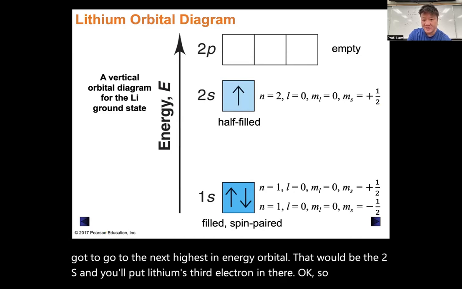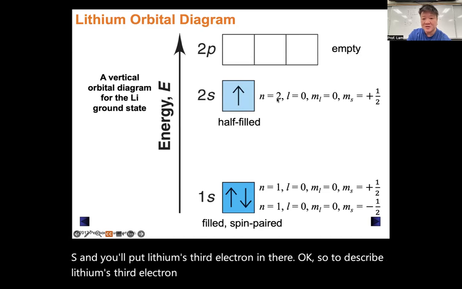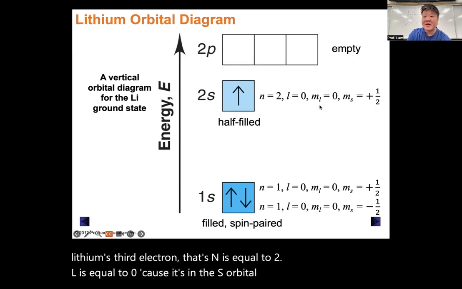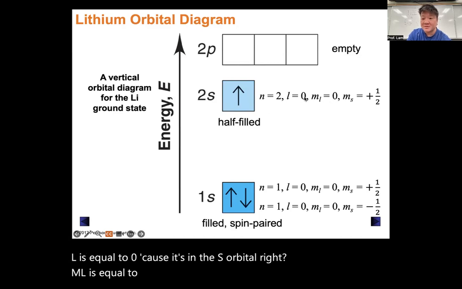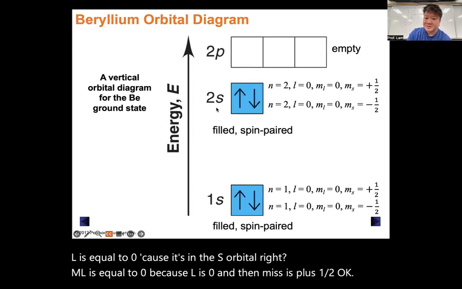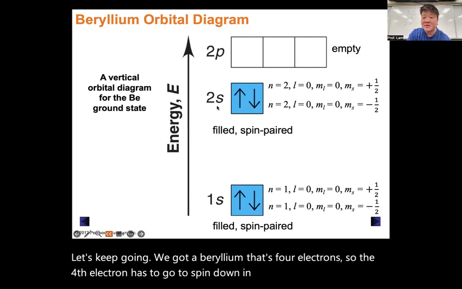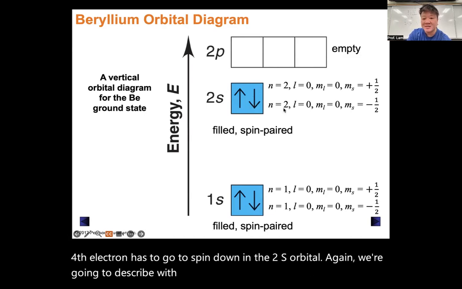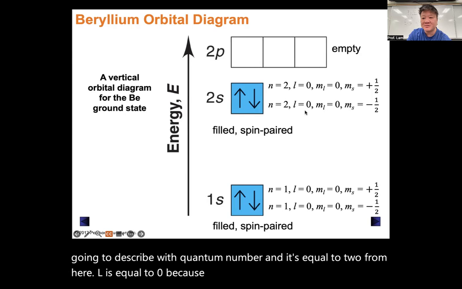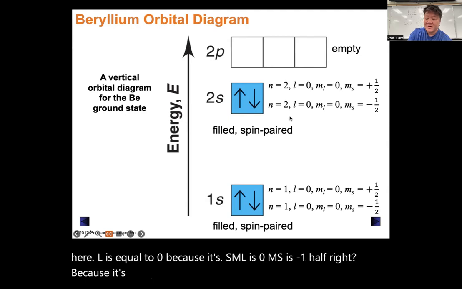So to describe lithium's third electron, that's N is equal to 2. L is equal to 0 because it's in the s orbital, right? ML is equal to 0 because L is 0. And then MS is plus 1/2. Okay. Let's keep going. We go to beryllium, that's 4 electrons. So the fourth electron has to go spin down in the 2s orbital. Again, we're going to describe with quantum numbers. N is equal to 2, L is equal to 0 because it's s. ML is 0. MS is minus 1/2, right? Because it's spin down. All right, let's go on.